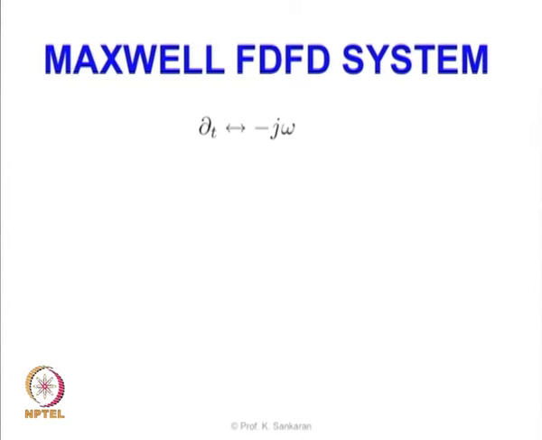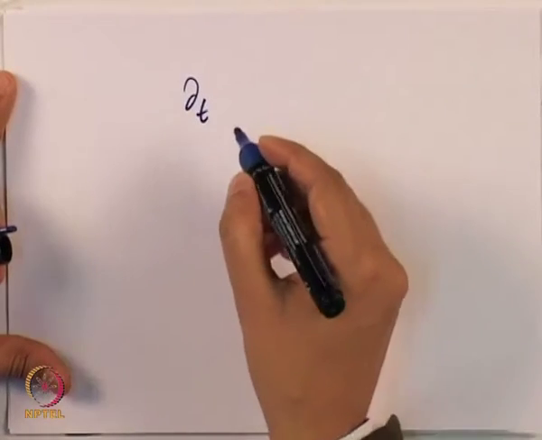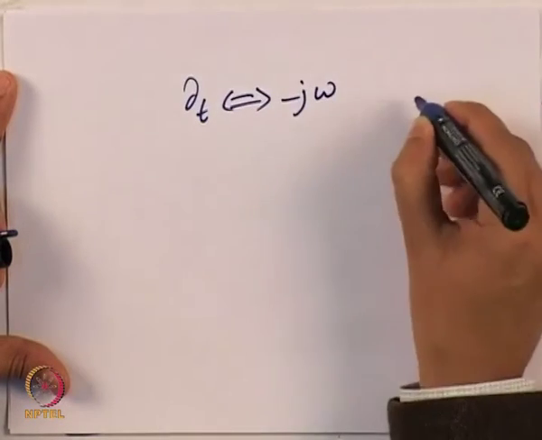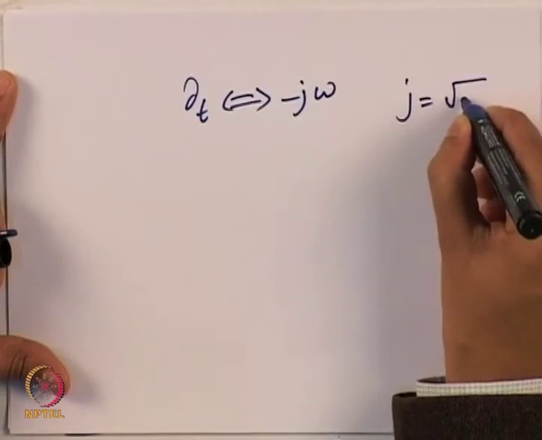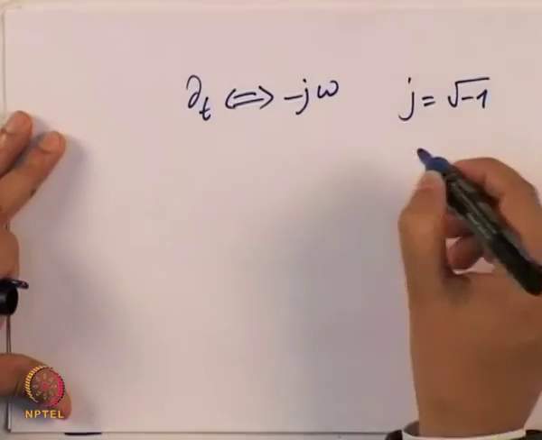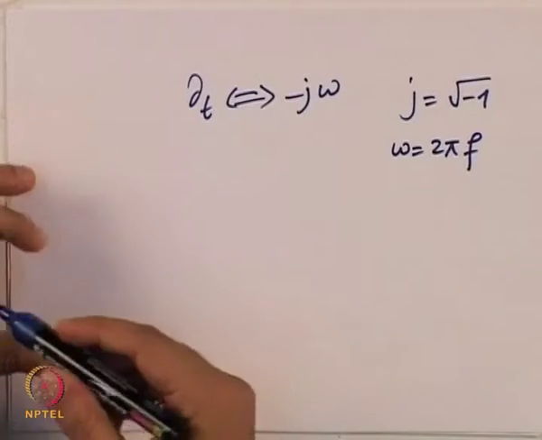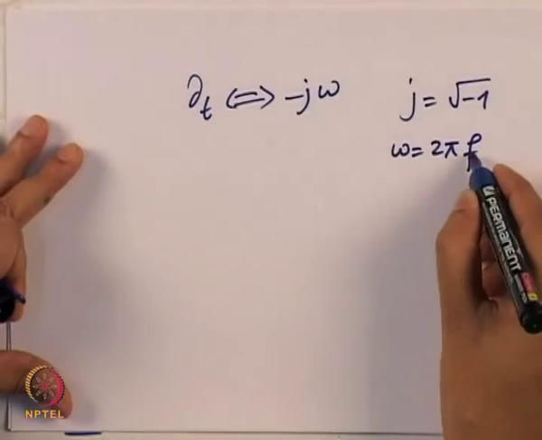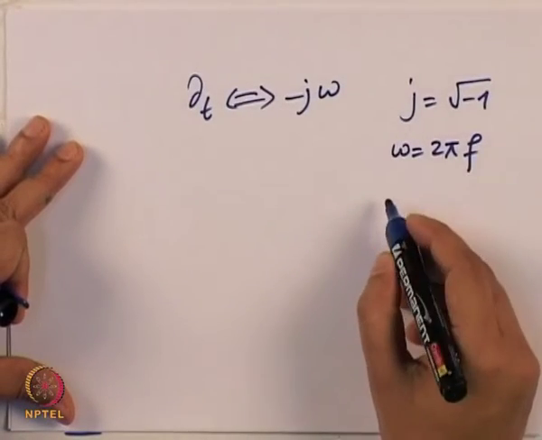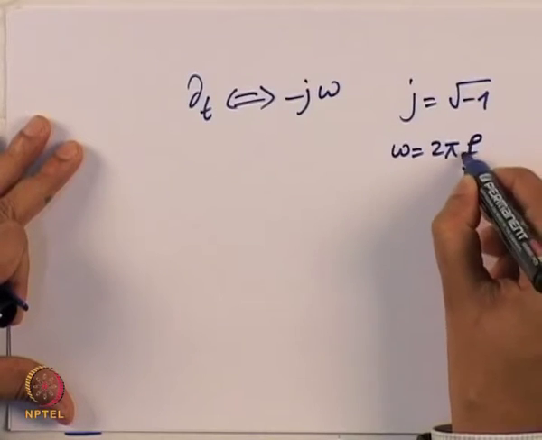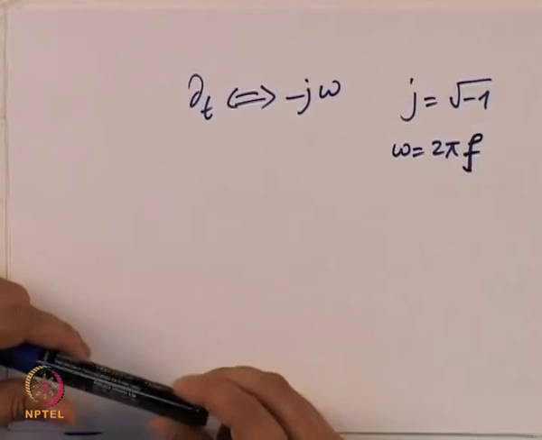The frequency domain simulation starts with a simple logic where our partial differentiation with respect to time is equated to minus j omega, where j is the square root of minus 1. It's a complex number, and omega is 2 pi times the frequency, the frequency of the wavelength that we are going to look into, and this is the frequency that any particular input source is going to have.